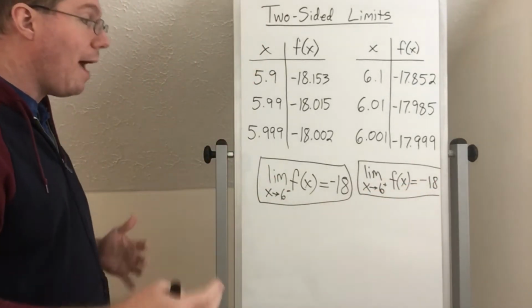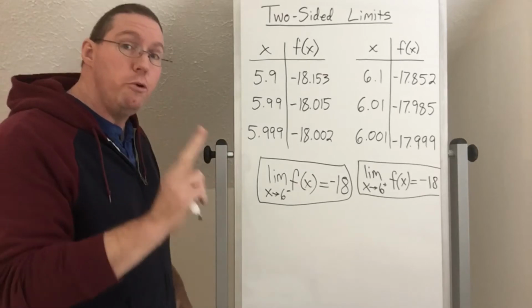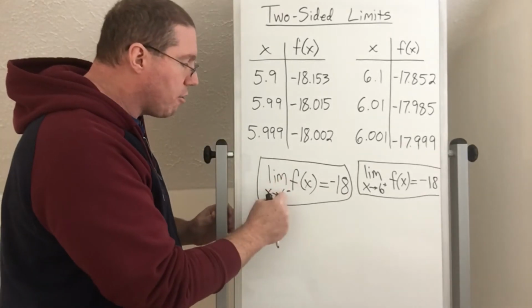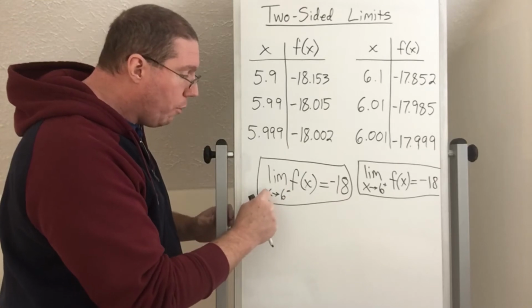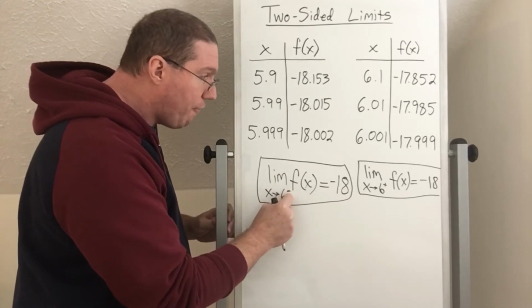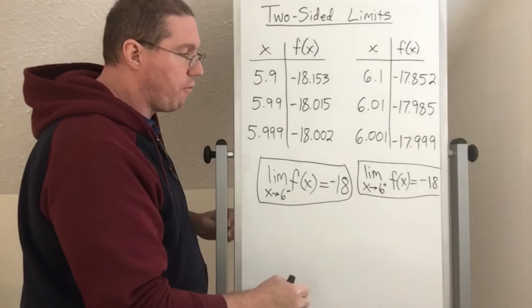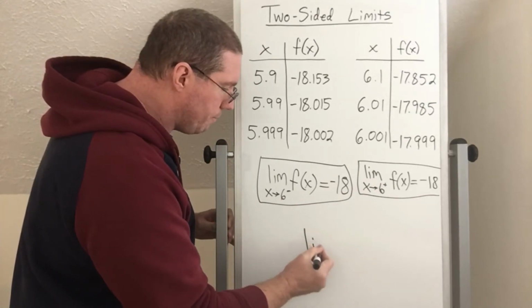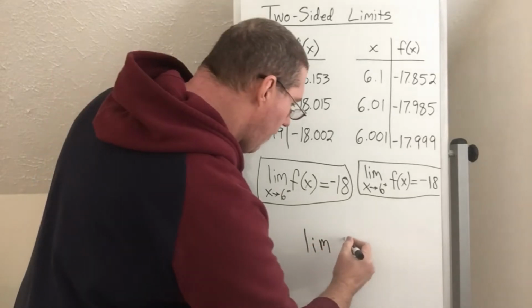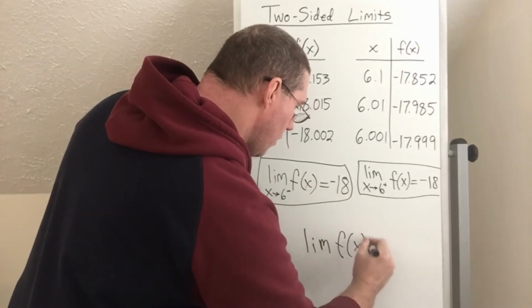And so what we now can do is write a two-sided limit as x is approaching 6, because we can see x is approaching 6 from the left and x is approaching 6 from the right. And so we can now say, well, what is the limit of f of x?